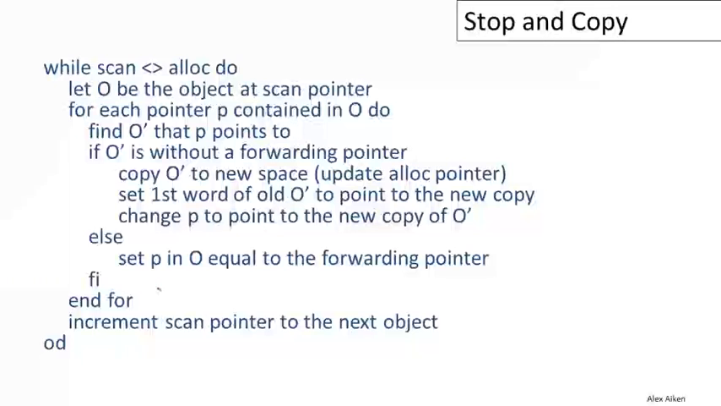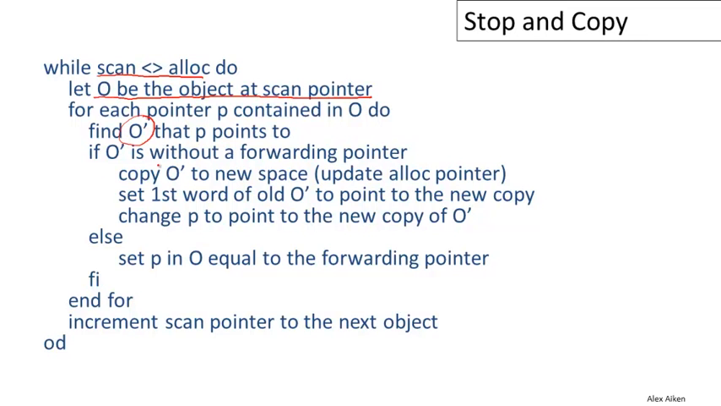Here's a pseudocode algorithm outlining how stop and copy garbage collection should work. So while the scan and allocation pointers are different, remember we keep running until the scan pointer catches up with the allocation pointer and they're equal. What we're going to do is look at the object that is at the scan pointer, we'll call that object O, and then for every pointer P in O, we're going to do the following. We're going to find the object O prime that the pointer points to, and then there are two cases.